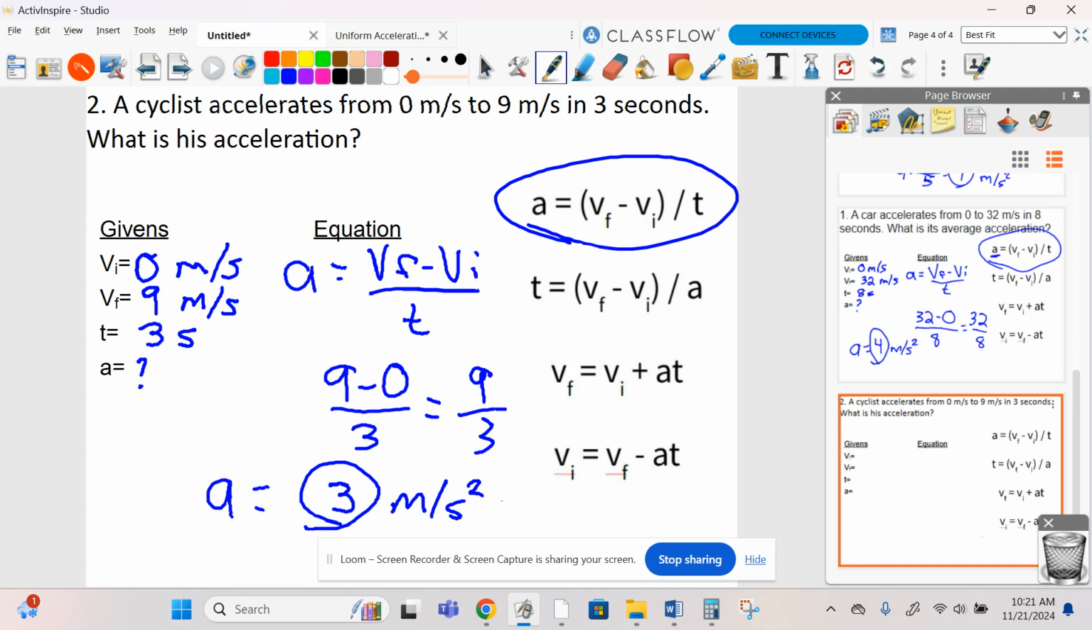Okay. Again, start with your data table. Pick which one over here based upon what variable you're trying to solve for. And that's pretty much it. Good luck.